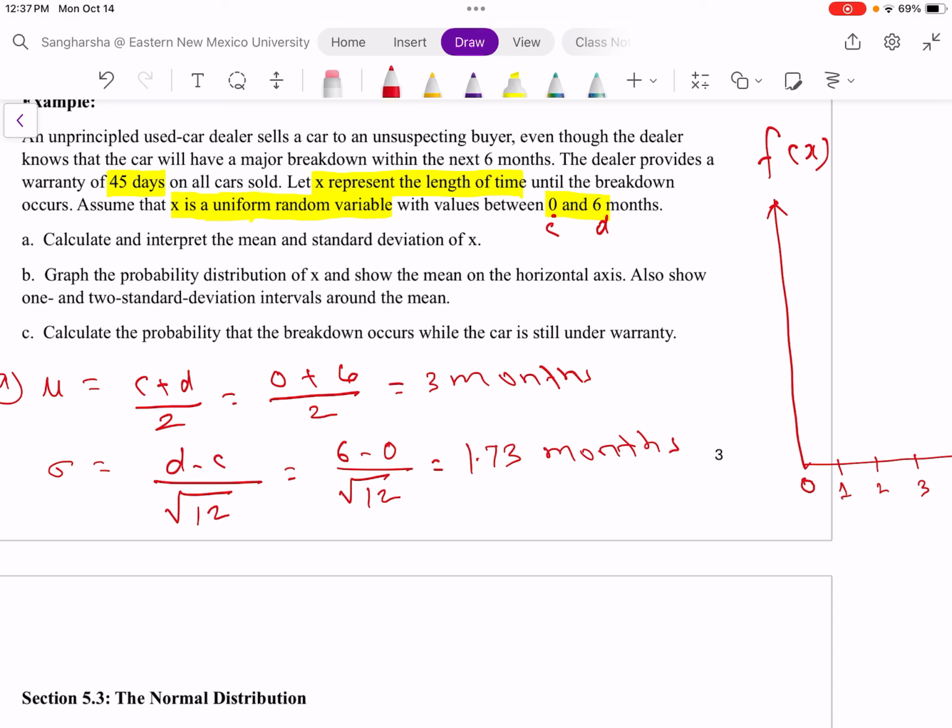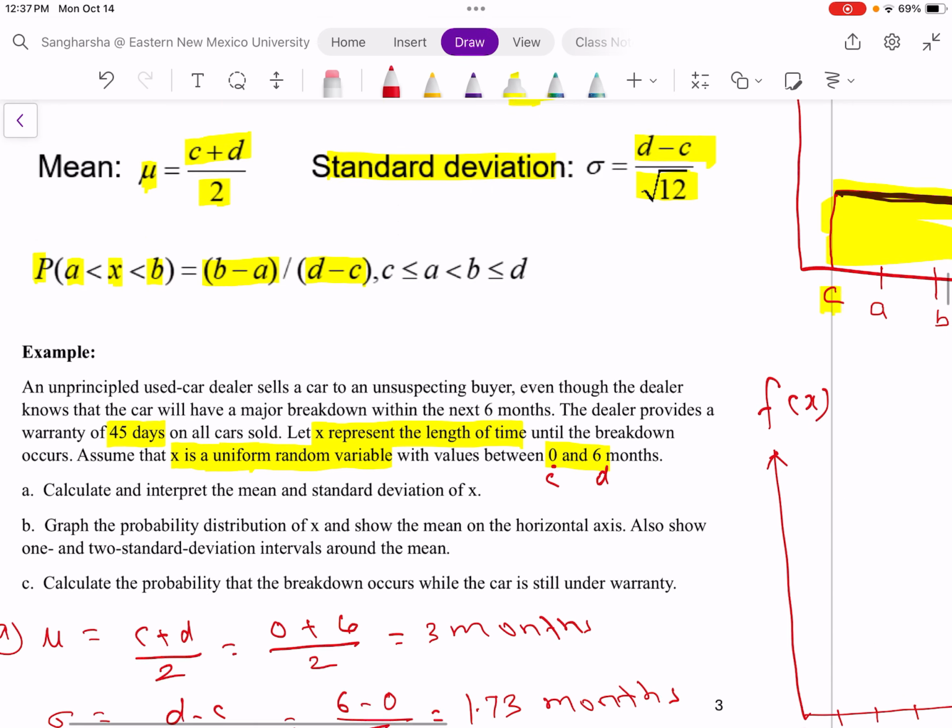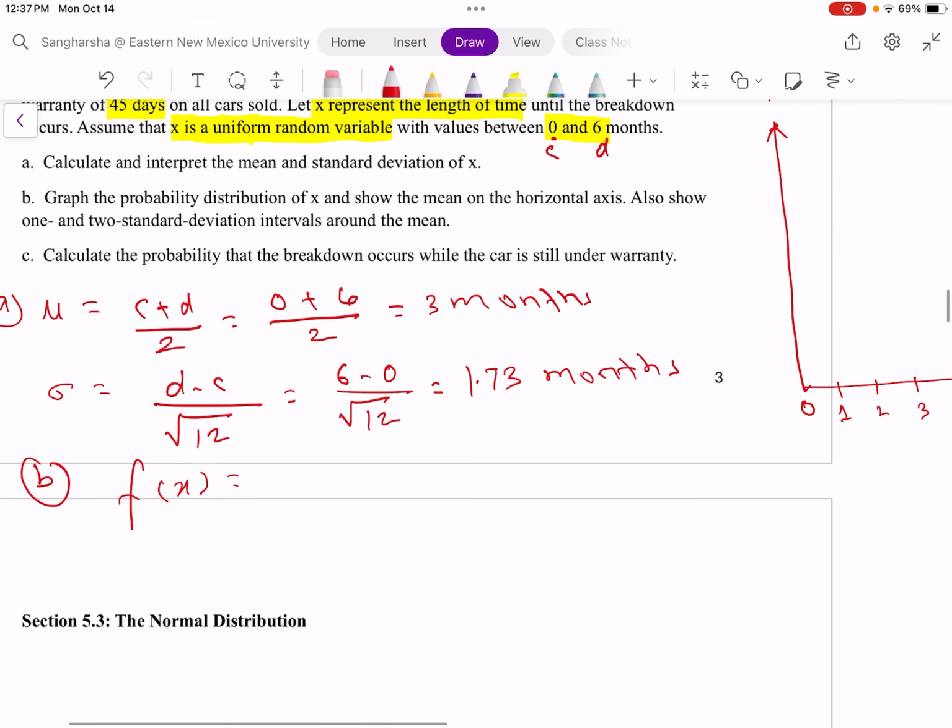Now for number B, we are asked to graph the probability distribution of X. So we need to have a graph, and to find the graph we need to know what is f of X. So we need to find the function. What is our f of X for uniform distribution? It is 1 over D minus C. 1 over D minus C is 1 over 6 minus 0, which is 1 over 6. So f of X equals 1 over 6.